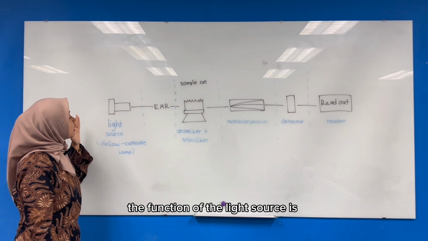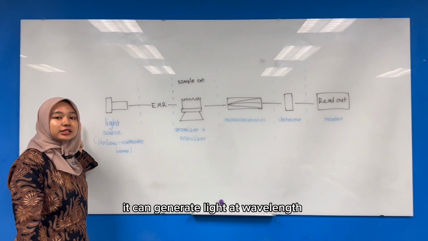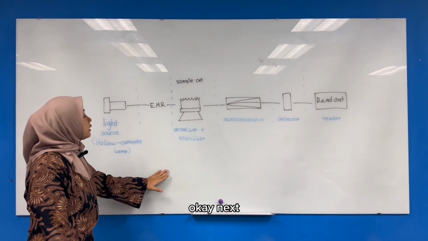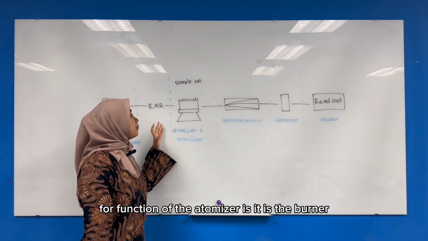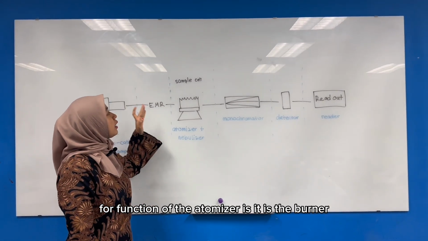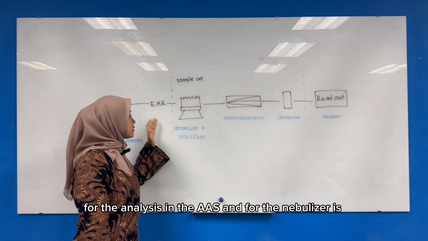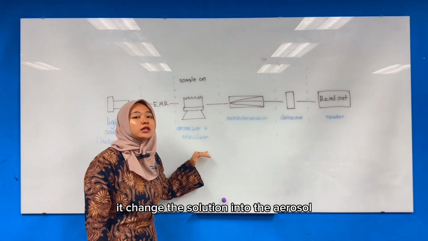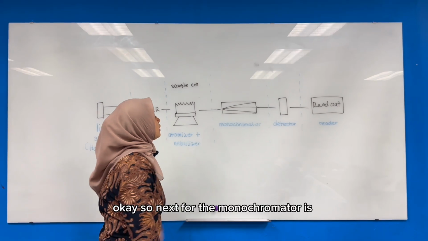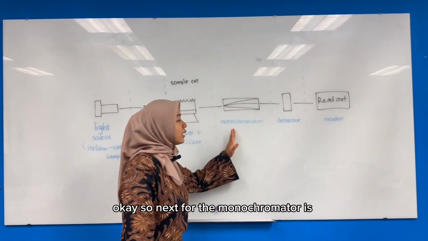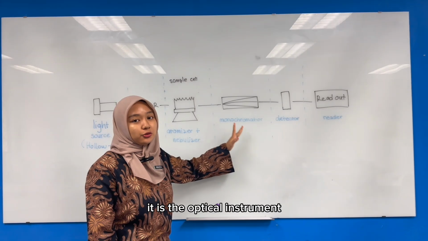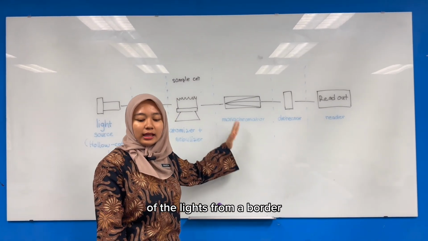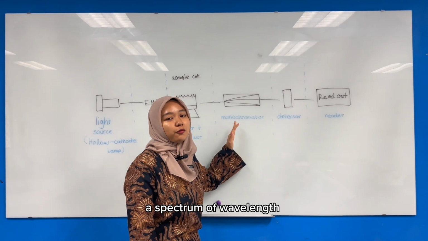First, the light source. The function of the light source is to generate light at the wavelength for the element of interest. Next, the atomizer is the burner for the analysis in the AAS, and the nebulizer changes the solution into an aerosol. Next, the monochromator is the optical instrument that selectively transmits a narrow range of wavelengths of light from a spectrum of wavelengths.